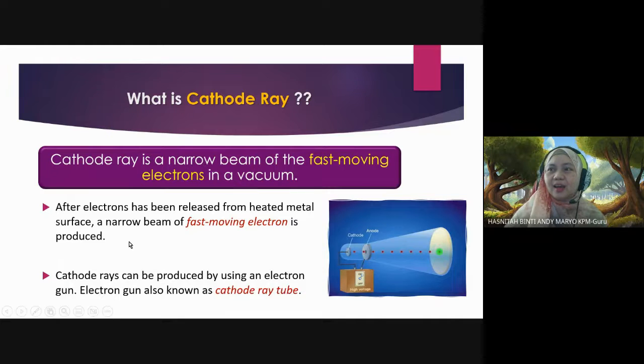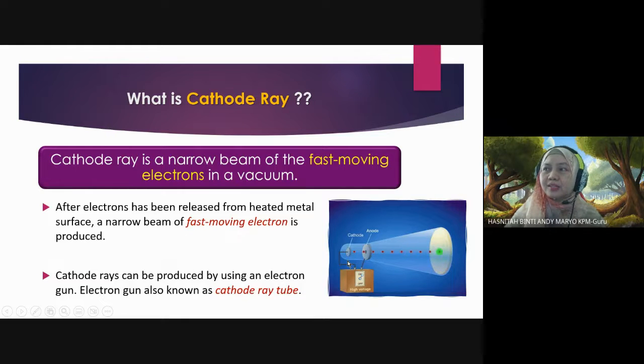And this electron gun is what we call a cathode ray tube. Cathode ray tube. You can Google cathode ray tube or electron gun. So you can see this is how the shape looks, more or less like this. It has one cylindrical cone there and the apparatus.